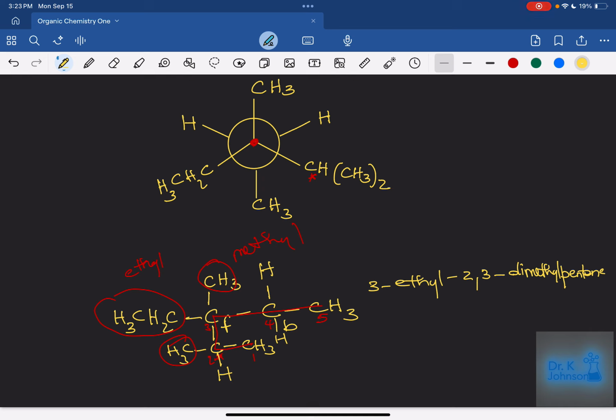So that's how you convert a Newman projection into a name. Just be careful when you have chains that are of the same length in one molecule, just pick the one with the more substituents.